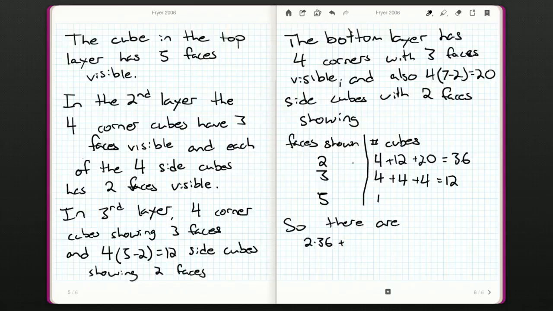So we add up, this is the number, this is the frequency, so we multiply them together and add them up. So that's 36 times 2 plus 3 times 12, which is another copy of 36, plus 5.